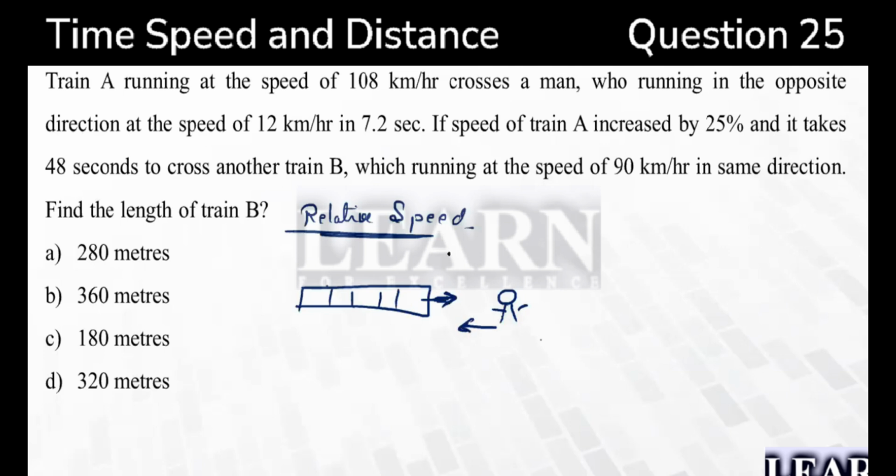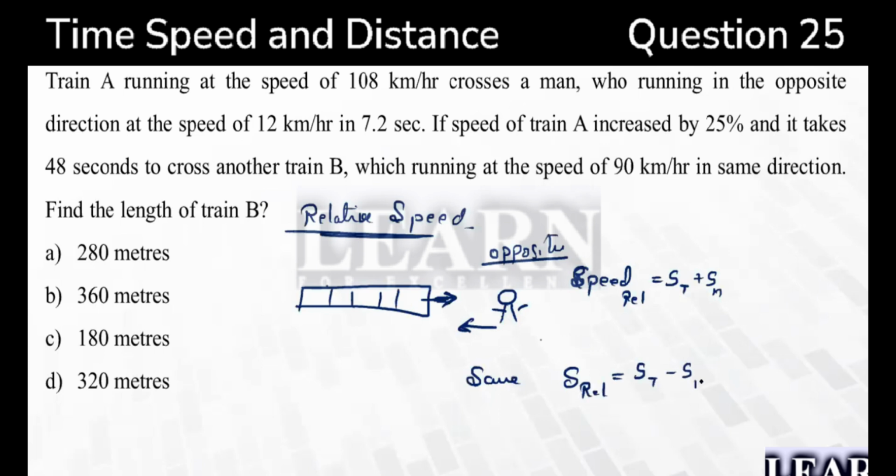When two objects are moving in opposite direction, the relative speed is the sum of the speed of the train plus the speed of the man. When they are moving in the same direction, the relative speed becomes the speed of the train minus the speed of the man. Getting it? It can be a train and a person, or it can be a train and another train. It can be anything. So please understand that. That's the first point. Please make a note of it.